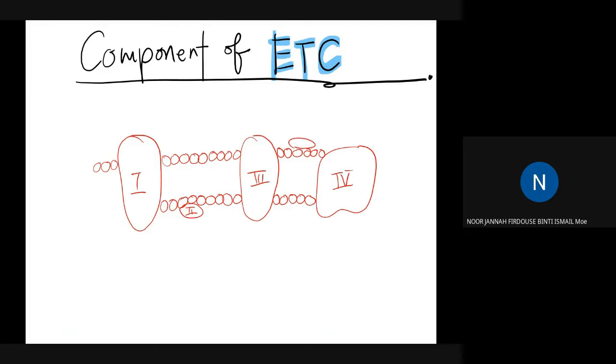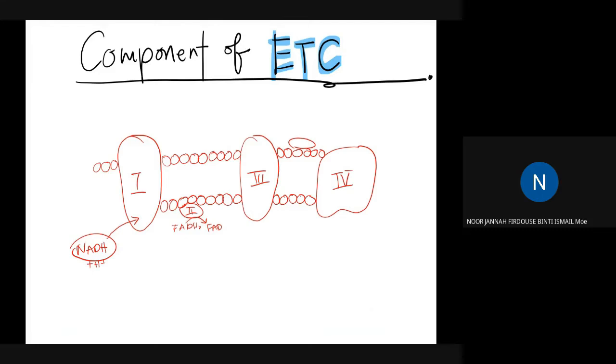So, remember NADH, the plus H plus, will transfer electron to the first complex, while FADH2 is a prosthetic group, so it does not go anywhere. It is attached here. FADH2 transfers electron to the second complex.